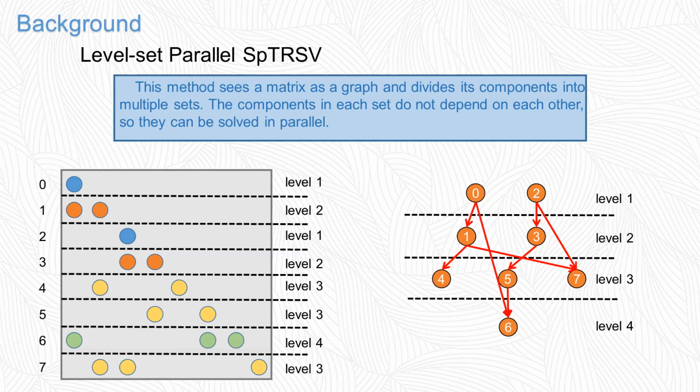Due to the dependencies, a component in a level must wait for the calculation of other components in its upper levels. For example, x1 and x3 can be solved in parallel after x0 and x2 are completed, and the components in the same level can be calculated in parallel.